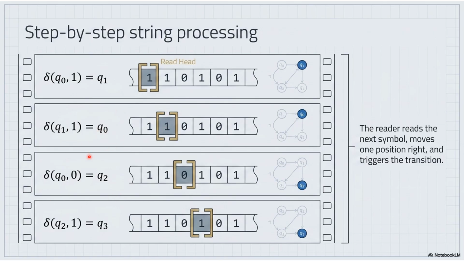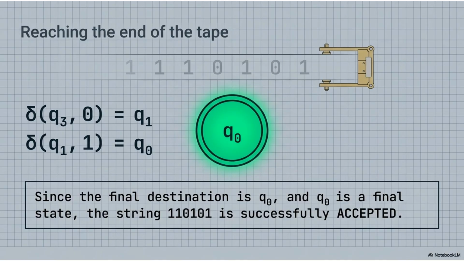So how we represent this transition is by using the transition function del of that state comma the reading symbol, and this gives the next state. Thus we have to represent all these transition functions from the above example. Then, reaching the end of the tape, del of Q3 comma 0 moves to Q1, and del of Q1 comma 1 moves to Q0.